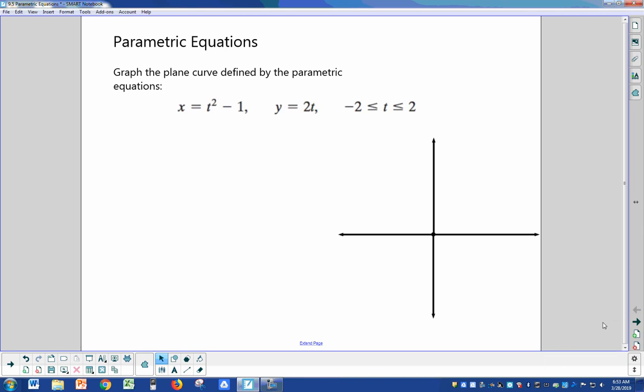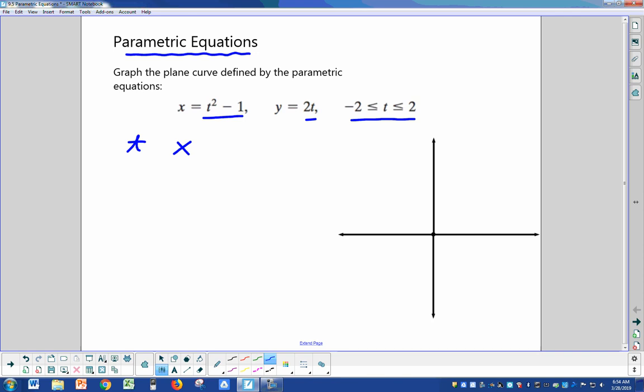Welcome back, everybody, to our new unit on parametric equations. As you may recall, we talked about how parametric equations are like regular equations, except there's an additional variable that is in control of what's going on. In this case, it is t. Notice, of course, that t is ranging from -2 to +2.